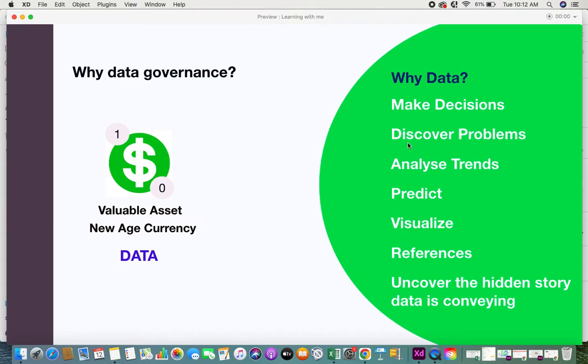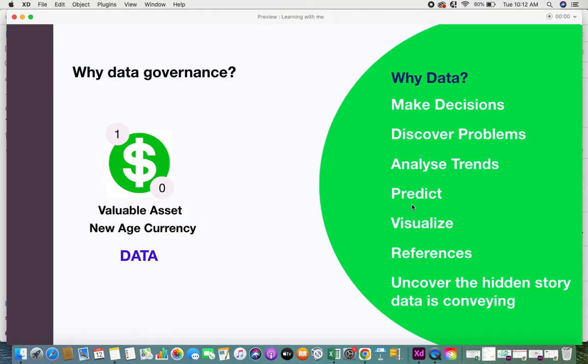The second one is discover problems. Now within data, we all know that data can tell us stories. So if you are really good at interrogating the data and finding out what's with the data, you'll be able to identify certain problems relating to your customers, your sales, your products, etc. The next one is analyzing trends. You'll be able to analyze trends about your business or your product, about customer purchases, etc.